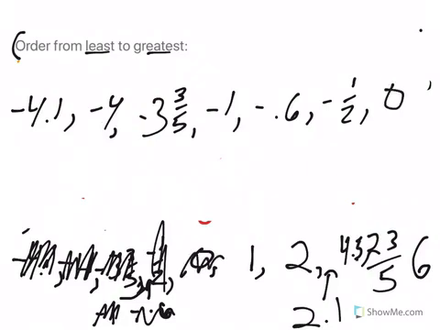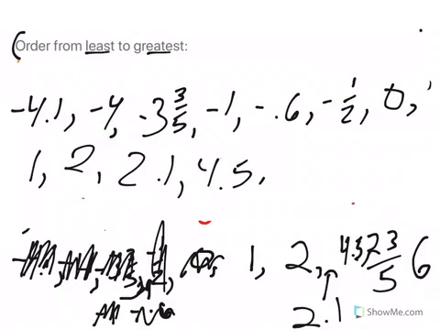0, and then we get into our positive numbers. We have 1, 2, 2.1, 4.5, 23/5, and 6. So that's a lot of work, but you can use the numbers that you have and place the ones that are really obvious, and then the ones that look a little tougher, you can just figure out where those go.